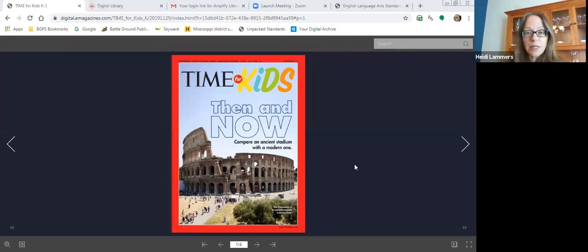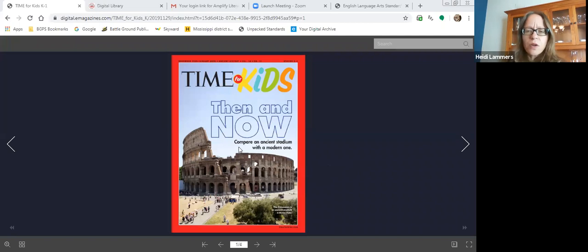So let's look at the cover of the magazine here. And here's the title here in these outlined words. Let's read this together. Ready? Read with me. Then and now. I'm going to keep reading. Compare an ancient stadium with a modern one.